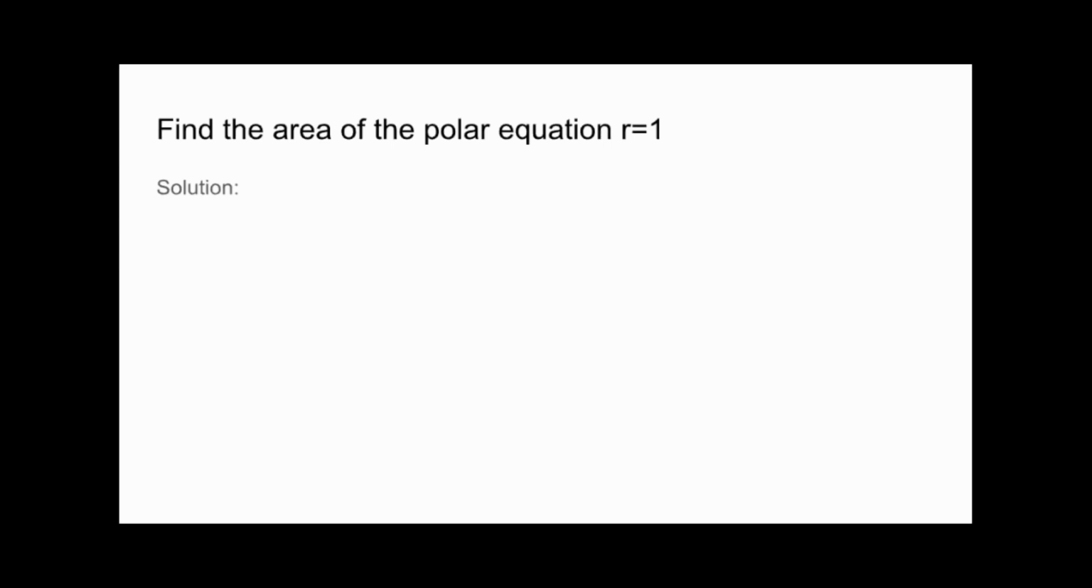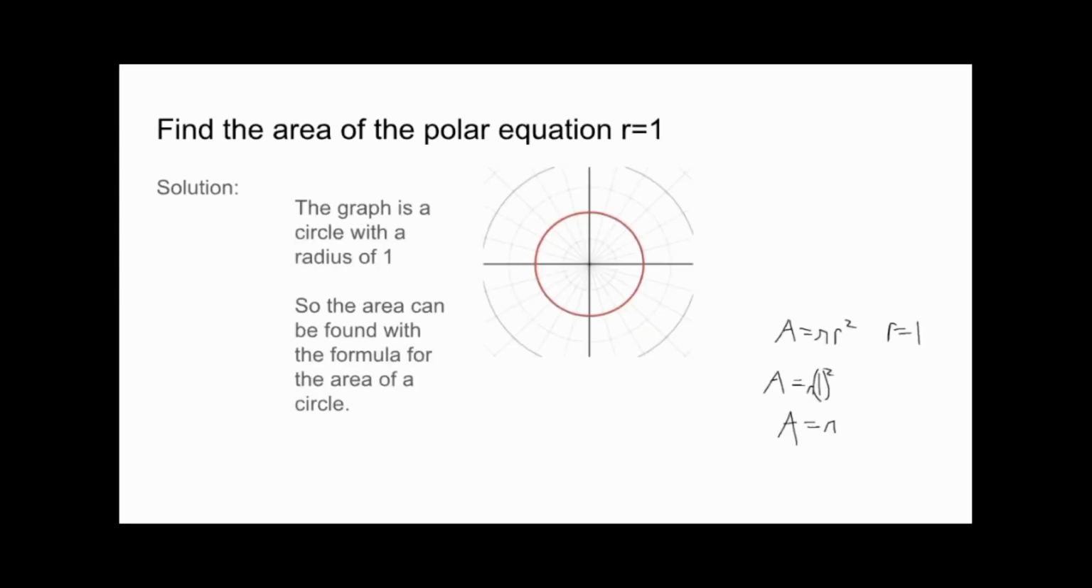Problem. Find the area of the polar equation r equals 1. If you click, what's the solution? Here, I got this. So you want to find the area. Area of a circle is pi r squared. But the radius is 1, so you plug it in, boom, it's pi, because 1 squared is 1. So you can find the area of that using the formula for the area of a circle, because it's a circle when the radius is 1.